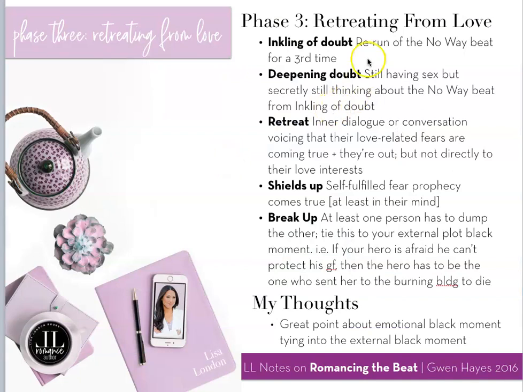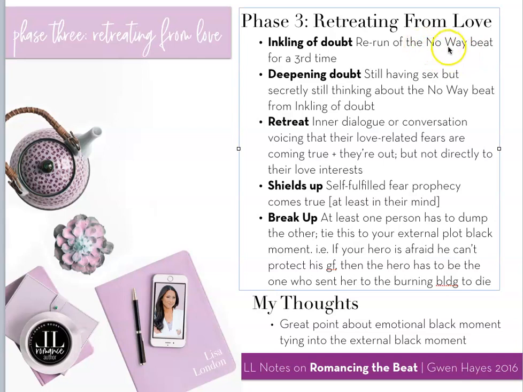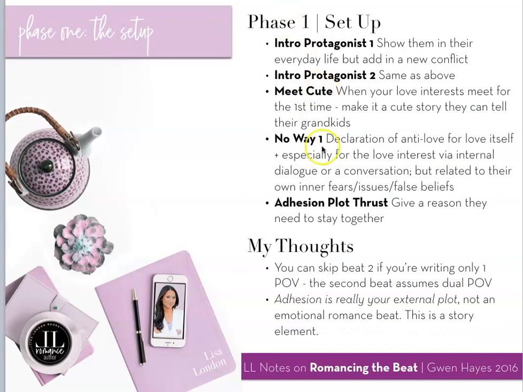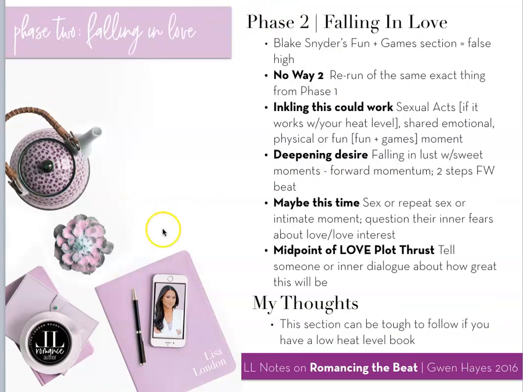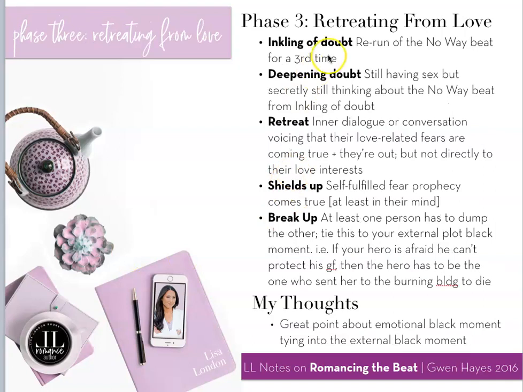So now we're ready for phase 3. And again, remember I told you do that rerun of the "no way" beat. So let's just go back. You saw "no way" over here in phase 1. You saw "no way" again in phase 2, and now that we're in phase 3, it's again "no way" for a third time. So the deepening doubt is they're still having sex, but they are privately thinking about the "no way" thing that they repeated again.